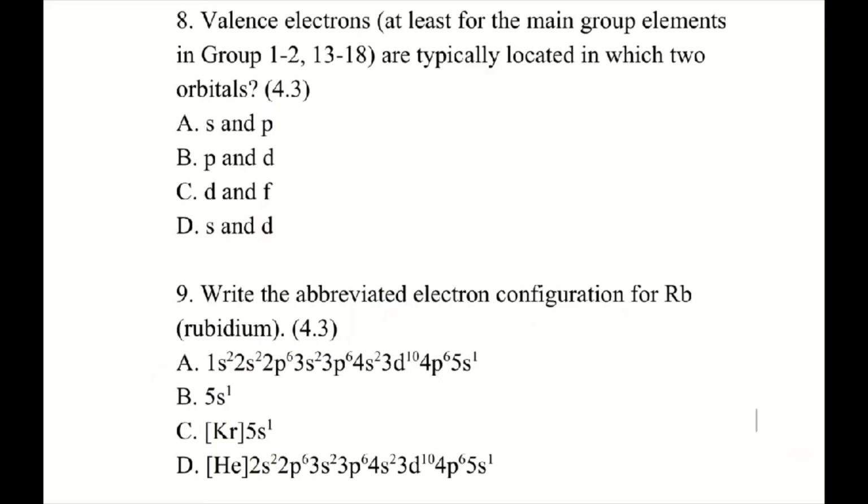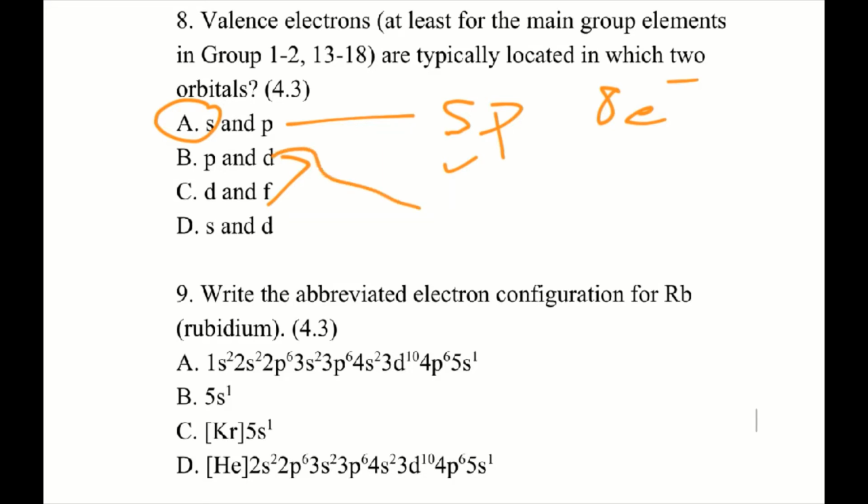Number 8. Valence electrons, at least for the main group metals in groups 1, 2, 13 through 18, are typically located in which 2 orbitals? Now the answer is A, because if you remember, the octet rule states that the s and p orbitals have to be fully filled, which means 8 electrons, to be happy. So this is related to the octet rule, and although d and f electrons can be valence electrons, these only occur when you're looking at transition metals, where the d electrons can be valence electrons, or if you're looking at actinides or lanthanides, in which case the f orbitals could be valence electrons.